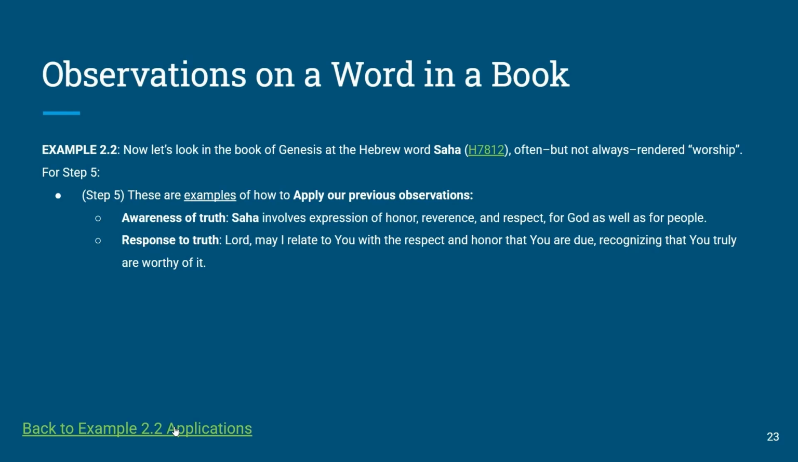Lord, may I relate to you with the respect and honor that you are due, recognizing that you truly are worthy of it. Once more, we see just the same as we did in the New Testament. In this Old Testament passage, there is a strong emphasis on respect and honor, not so much on our modern sensibilities surrounding worship. This is an important thing to realize, and as we've said in previous weeks, the important thing about any word study is not necessarily to discover something new, but to discover something true.